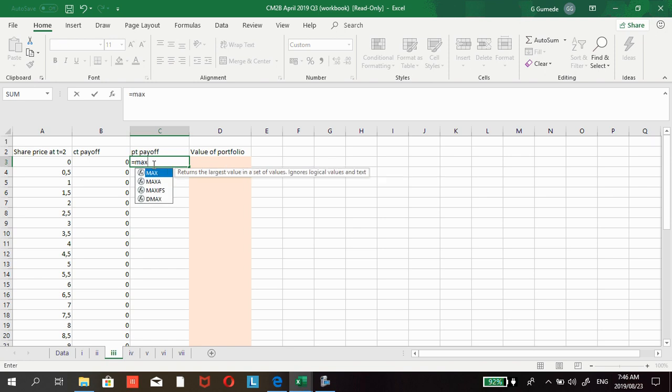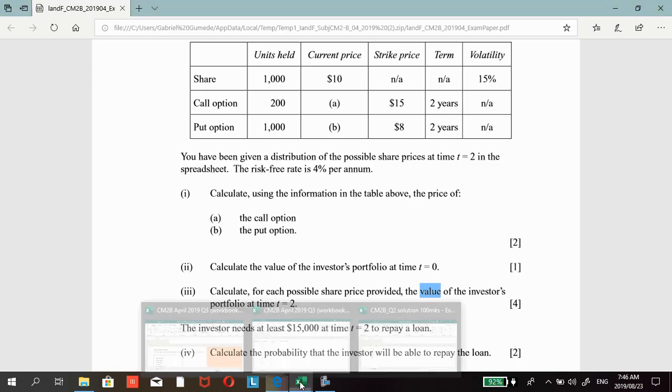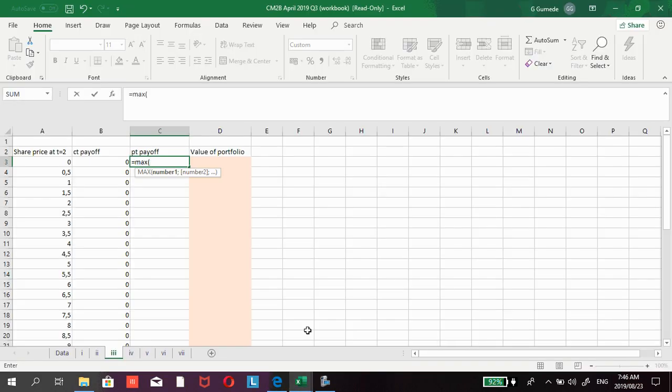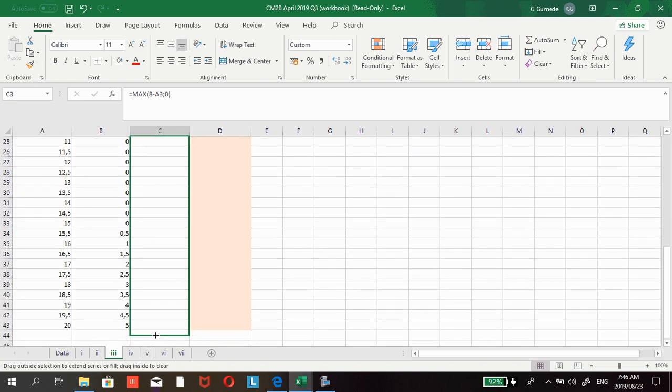And I'm going to do the same thing for the payoff of the put option. Now, if you remember, the payoff of the put option is the maximum of the strike price, which is 8, minus the share, or 0. Okay, I'm going to press equal to, and I'm going to drag this down.